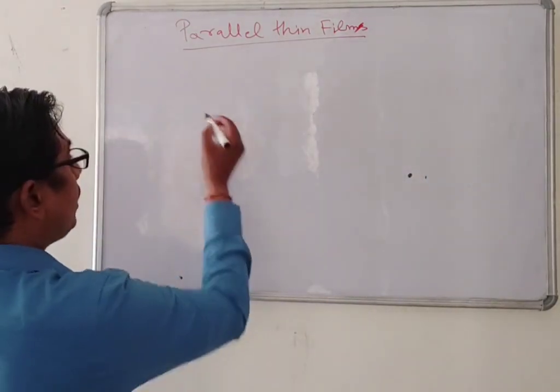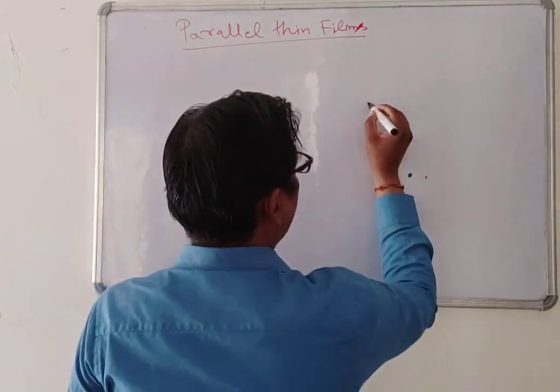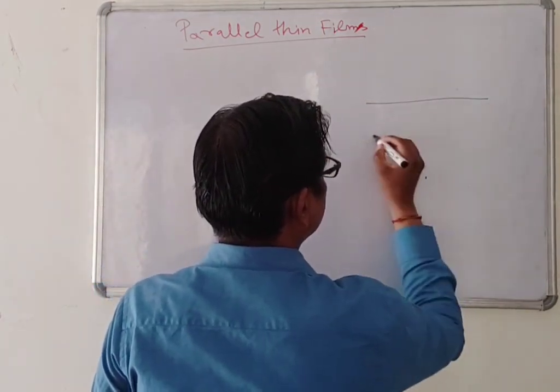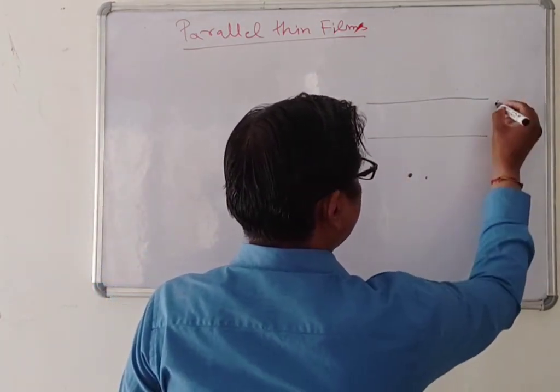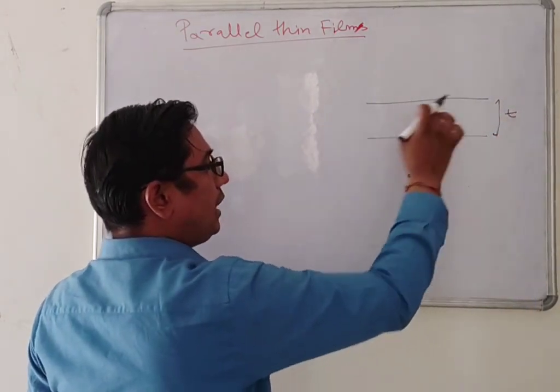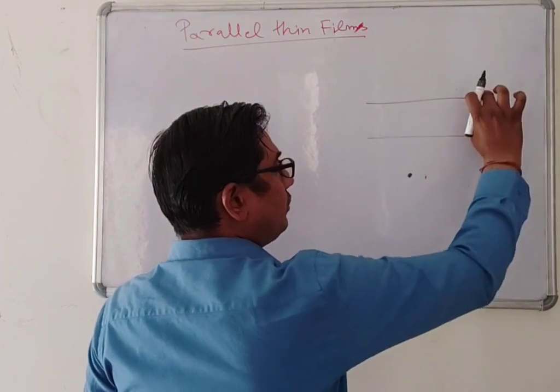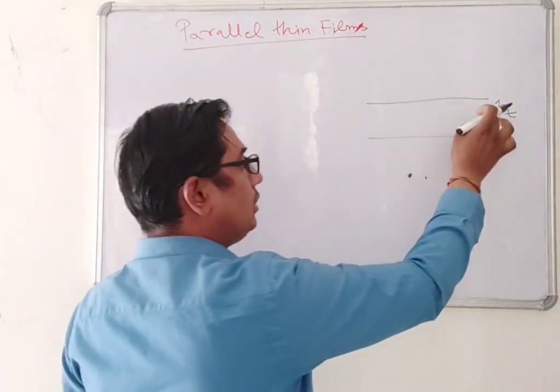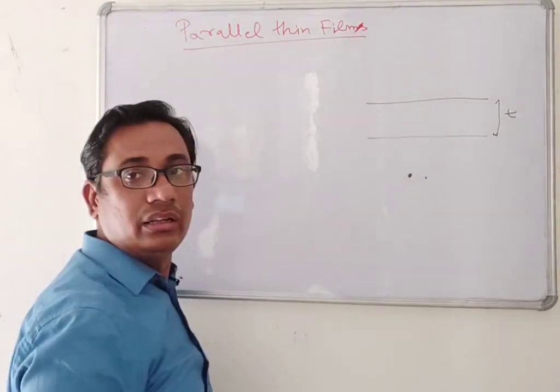Suppose we have a thin film like that. T is the thickness of the film. You can see that for a parallel thin film, the thickness of the film is constant here.